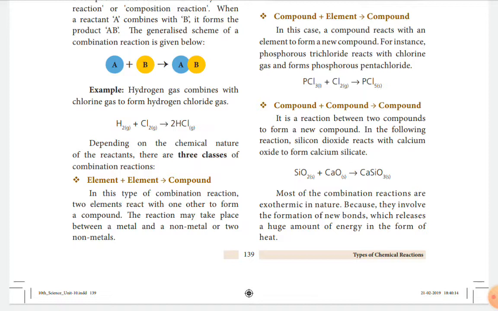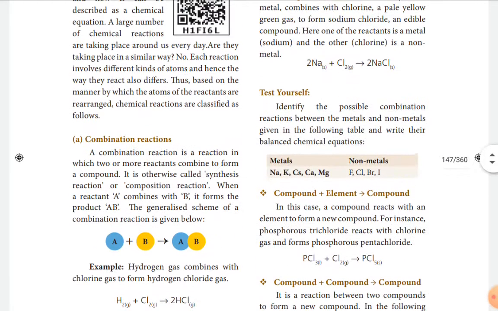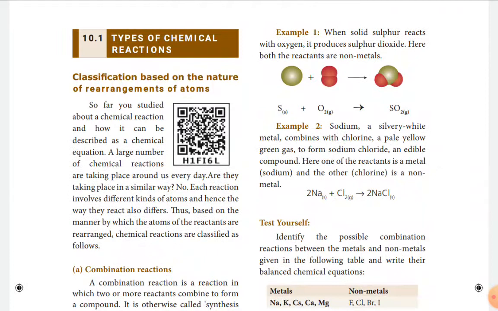For example, when hydrogen reacts with oxygen, water is formed. This is not in your book, but you can write it in your rough notebook. Combination reactions are reactions where an element reacts with an element to give a compound. In your book it is given: sulfur plus oxygen gives sulfur dioxide. That is one example, where a non-metal reacts to give a non-metallic oxide.